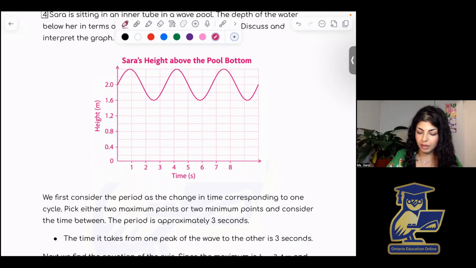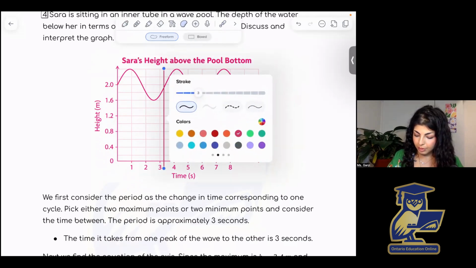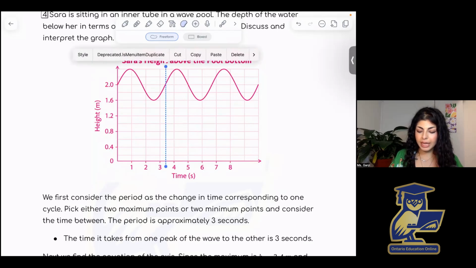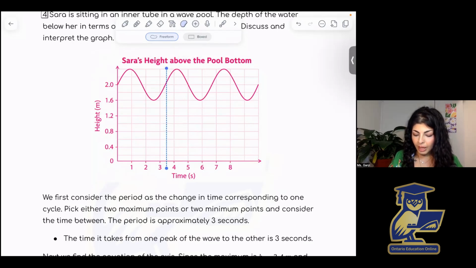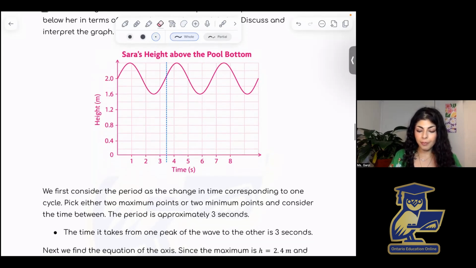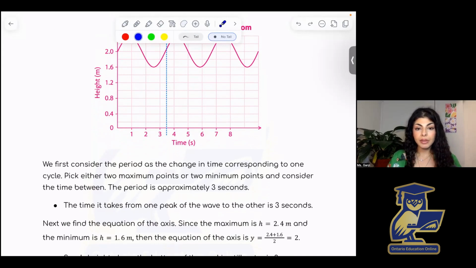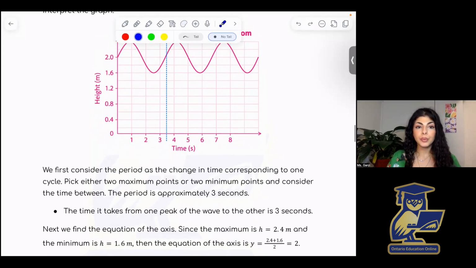So I will draw a dashed line here for myself, and maybe I'm just going to change the color here. Let's do blue. So approximately here, this is one cycle. So this is about 3.5 seconds, or approximately 3 seconds, for one cycle there. And so the time it takes from one peak of the wave to the other is 3 seconds.